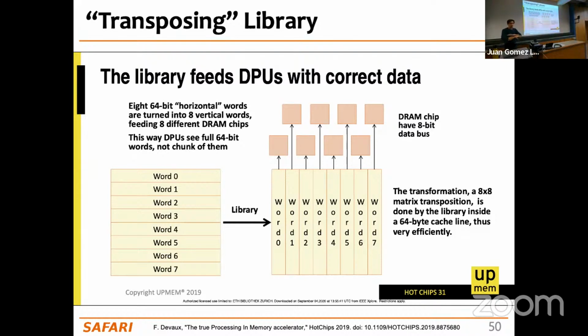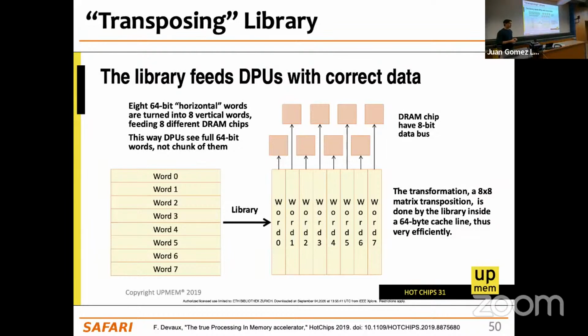This is something that is completely transparent. You don't have to worry about this. I'm just mentioning this for you to understand what might be the reason why the peak bandwidth of DDR4 is not obtained in the previous experiments, but this is completely handled by the runtime system. But anyway, I think it's something interesting to mention and for you to observe, right?